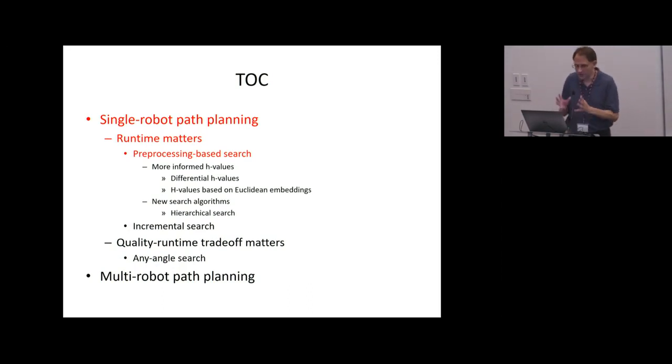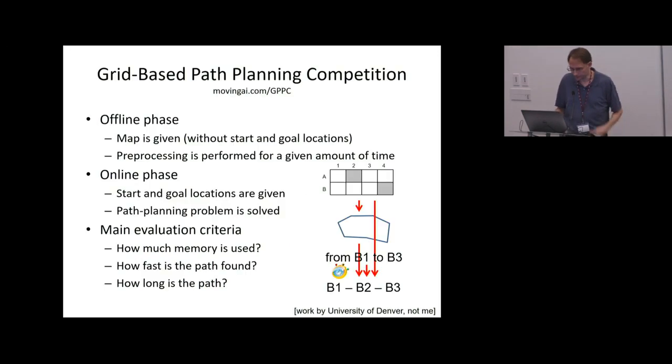So on robots, things need to run fast. So my question now is, how can we make these search algorithms run even faster? Let's look at this first. In a textbook, they will typically tell you search is an online process. Someone gives you a search problem, a map, a start, and a goal location. You run your A-star-based algorithm, and out pops a path.